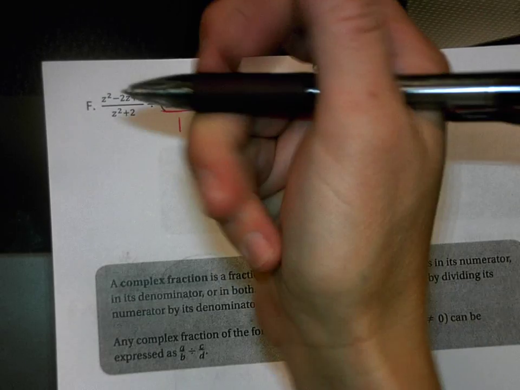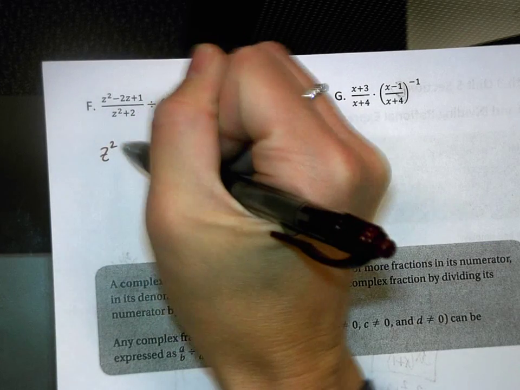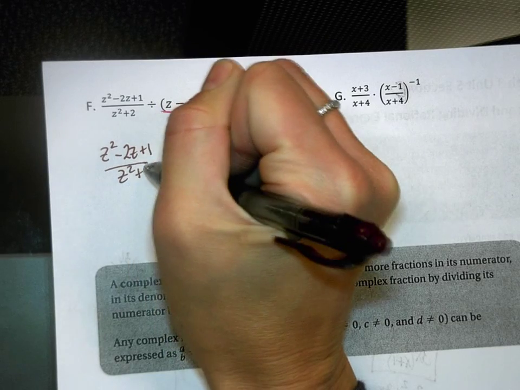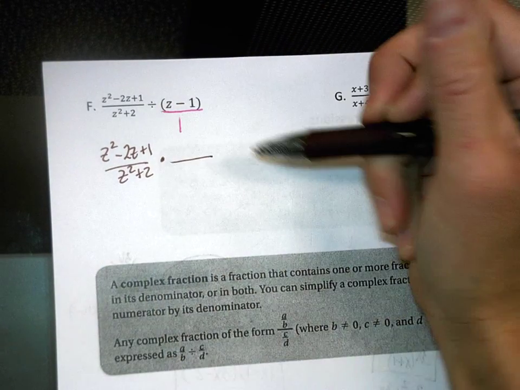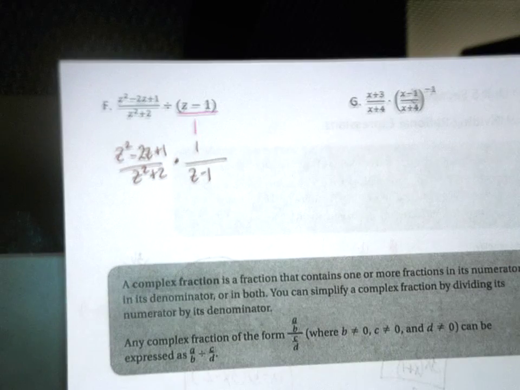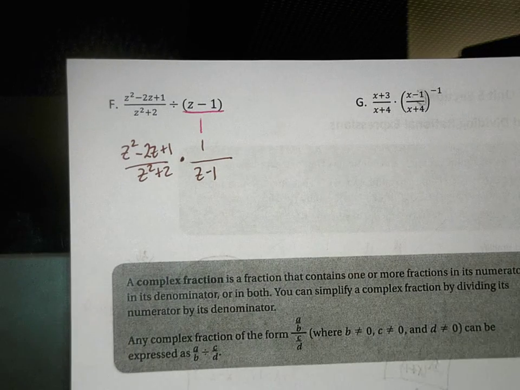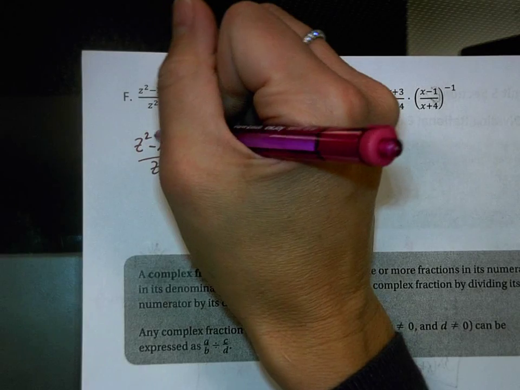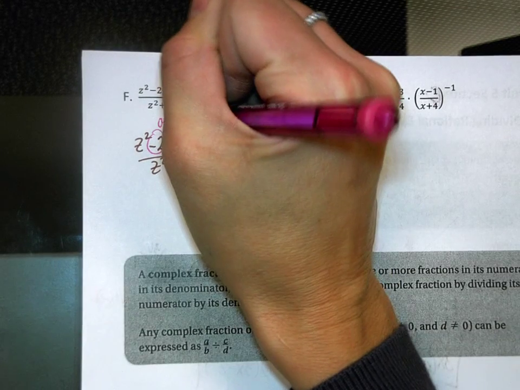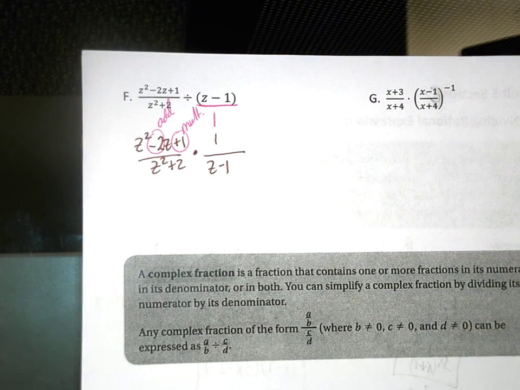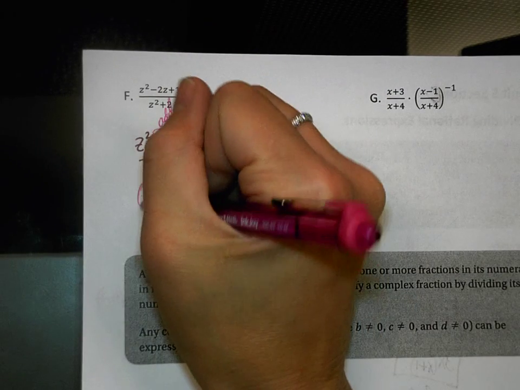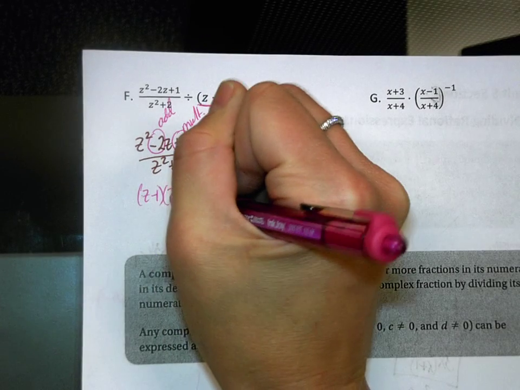So let's go ahead. I'm going to rewrite this using KFC first. And so we end up flipping that second fraction, and we have 1 over z minus 1. Now I'm going to factor. So here, what multiplies to be 1 and adds to be negative 2? Good. Z minus 1 and z minus 1.